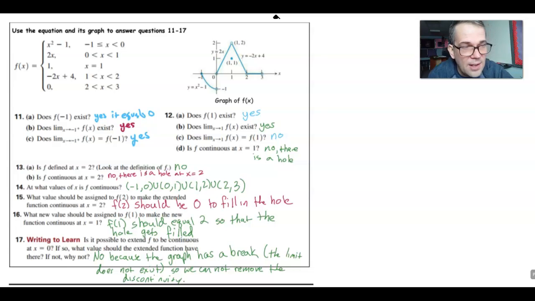And then for 17, the answer is no, because it's a whole break. The limit doesn't even exist. You have to make major changes to the function to get it to line up. We can't. We're not going to go crazy.